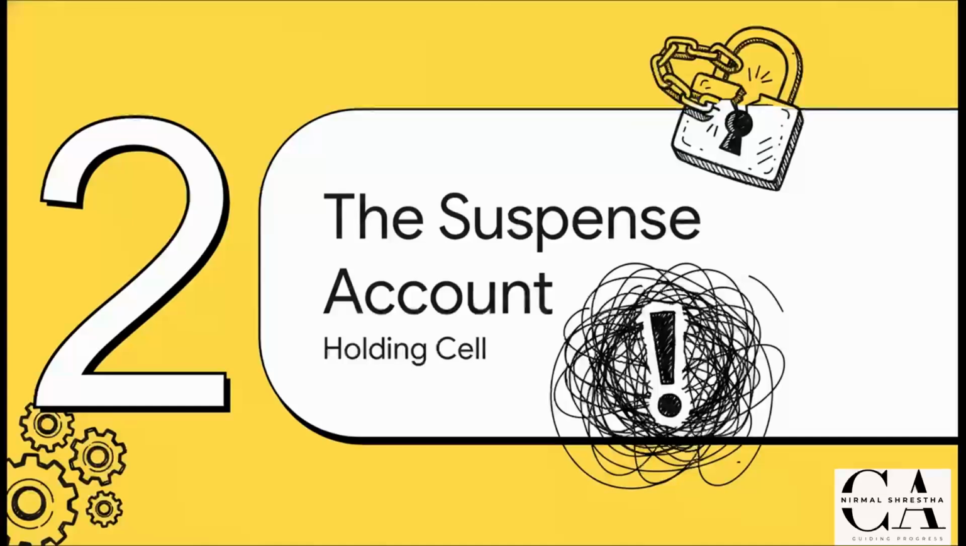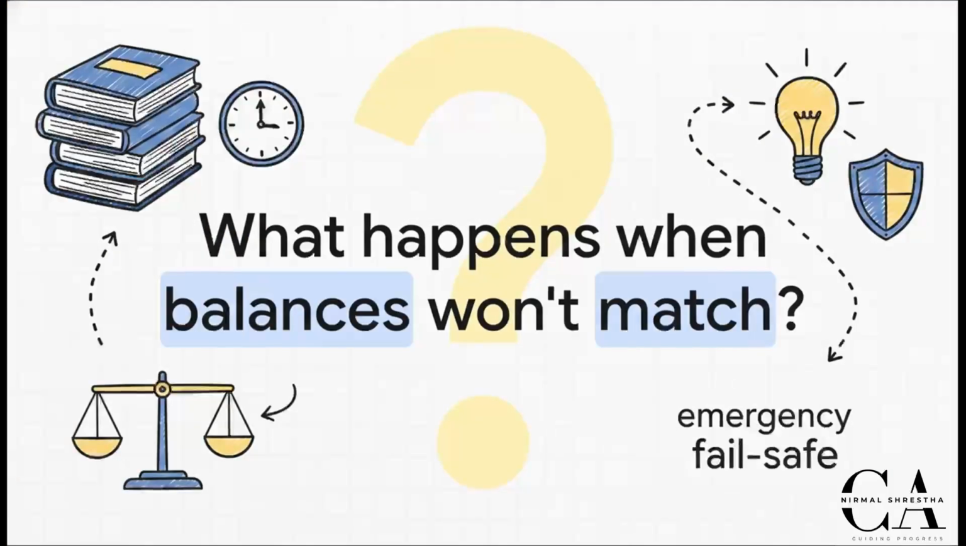Which brings us to part 2, the suspense account holding cell, detaining mismatched numbers. So picture this. You're closing the books for the month, the clock is absolutely ticking to publish the reports, and there's a gap. The debits and the credits just will not match. You're off by, say, $500. What do you do? Does the whole system just freeze up? Well, no. Accounting actually has a built-in emergency failsafe for this exact mystery.